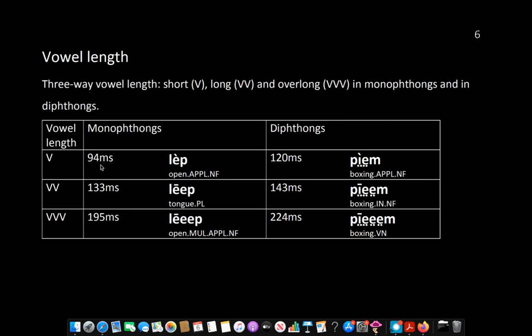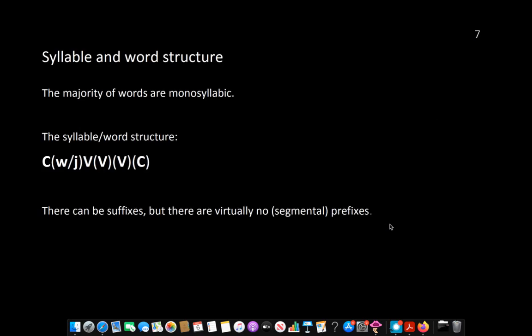With monophthongs, short vowels are about 94 milliseconds in duration, and long vowels are about 133 milliseconds in duration. A more tangential issue, we can see that the monophthongs on average are shorter than the diphthongs. For typographic reasons alone, the length of a diphthong is represented by the number of the graphemes corresponding to the second component of the diphthong. In phonetic terms, both elements of the diphthong are about of equal duration.